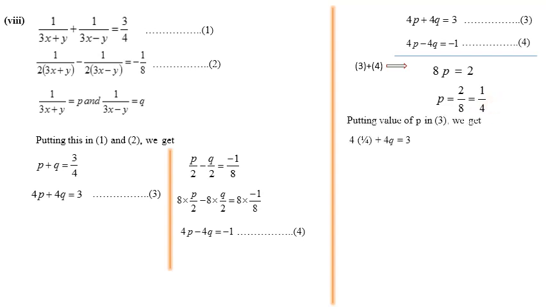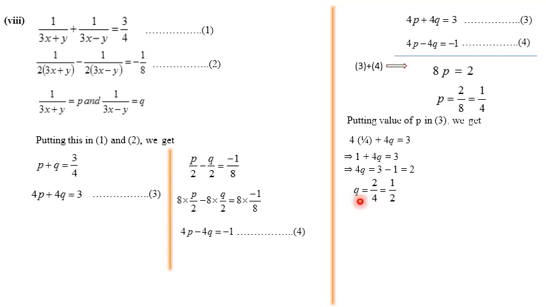Substitute this in equation number 3. Equation number 3, here it is 4 into p is 1 by 4, so 4 into 1 by 4 plus 4q is equal to 3. Taking equation number 3, substituting the value of p. After calculation, here 4 cancel, it becomes 1 plus 4q is equal to 3. Then 4q is equal to, this 1 bring to the right side, that is 3 minus 1, it becomes 2, that is 4q is equal to 2. Finally q is equal to 1 by 2.